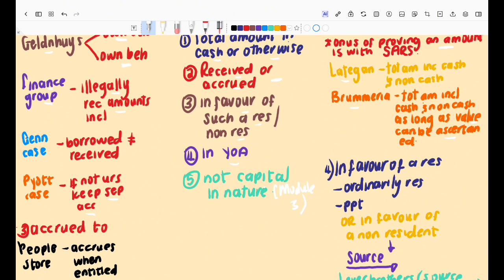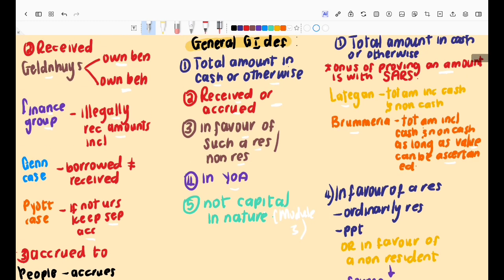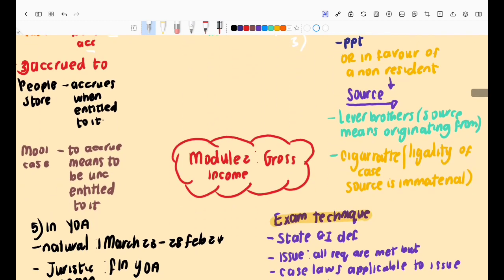In a test or exam, you don't need to list all of them. Just look at the scenario, right? Is the scenario talking about a loan? If it's talking about a loan, Gen case. Is it talking about illegal funds? Finance Group case. Or is it talking about you receiving an amount that is not yours? Pure case. You have to keep it in a separate account. And then the Gilden Heights case can just be used if the scenario is not specific, right?